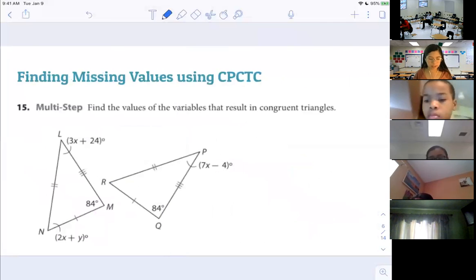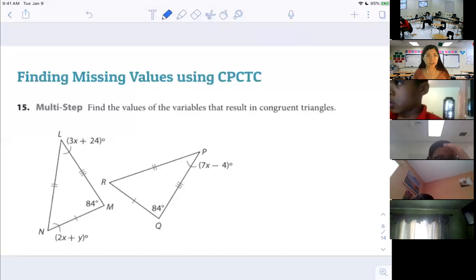Let's do another one that's a little bit longer, but with the same idea. So I have 2 variables. I have X and I have Y. I need to find both of them. So I want everyone to just spend 15 seconds looking at the diagram, noticing the similarities, noticing the differences. Start thinking about what types of equations you might be able to set up.